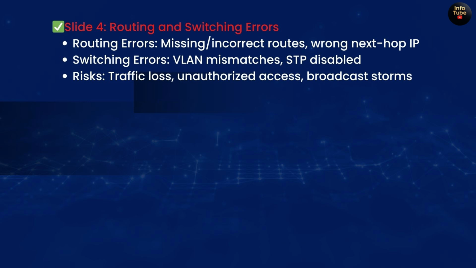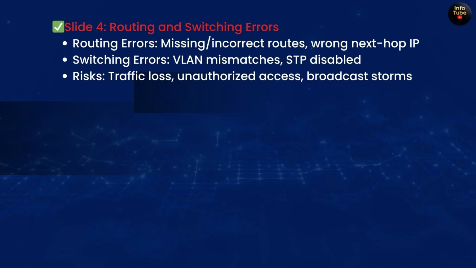Moving on to insecure routing. Insecure routing refers to using protocols like RIP version 1 or unsecured OSPF. When authentication is not enforced, malicious actors can insert fake routing updates. A common attack is BGP route hijacking, where an attacker falsely claims to be the best route to a destination and intercepts traffic.